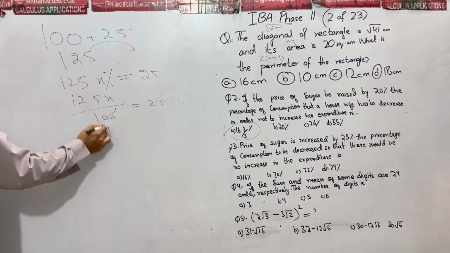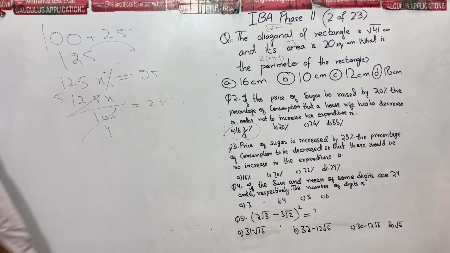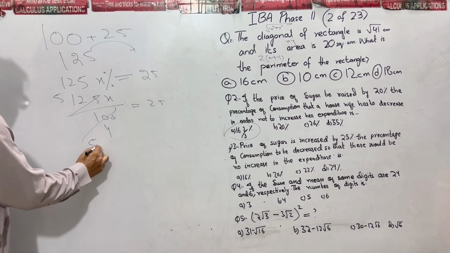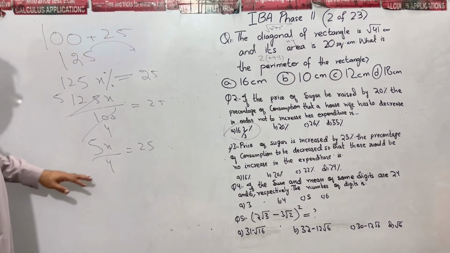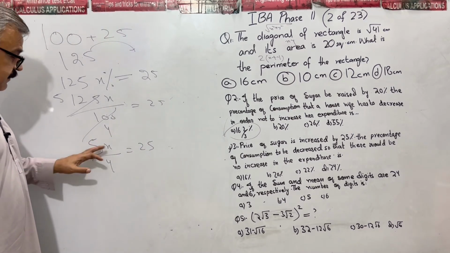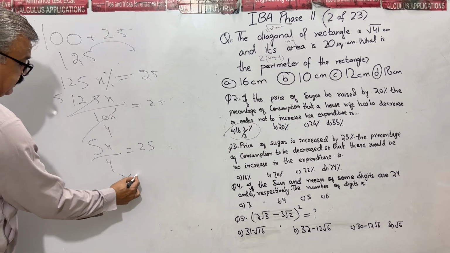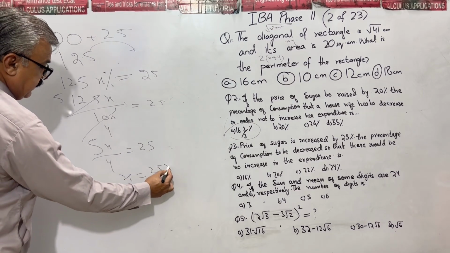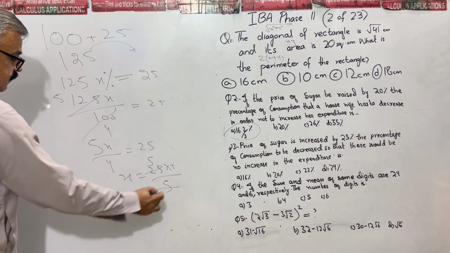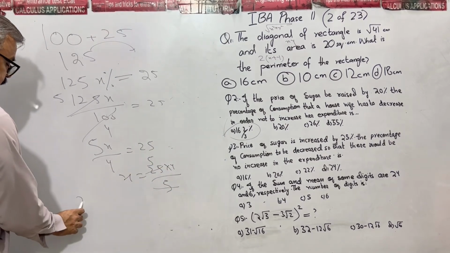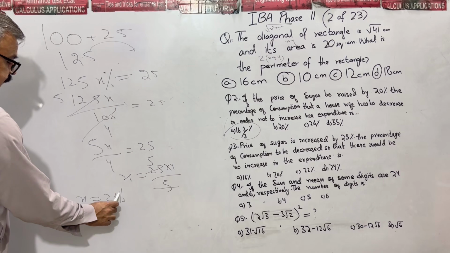4 times 25, 5 times 25, it's 125. So I have 5x over 4 is equal to 25. From division to multiplication, from multiplication to division, our x is 25 times 4 divided by 5. 5 fives are 25, 5 fours are 20.